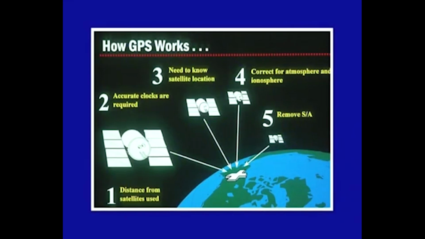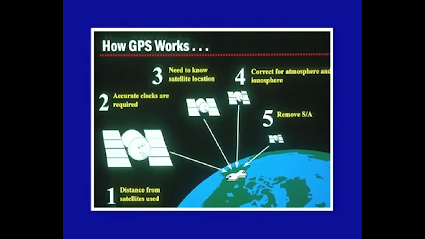This slide shows the 5 logical steps. First of all, we find the distance from the satellites which are used. In order to find out the distance, we need to find what is the time required by the signal to travel from the satellite to the point on the earth. Thus, the second step is we require accurate clocks. Having determined the time, we also need to know the precise position of the satellites. So, the third step is to know the satellite location.